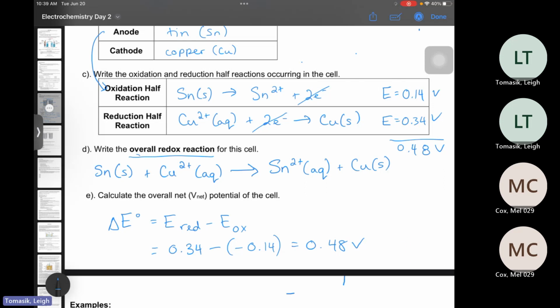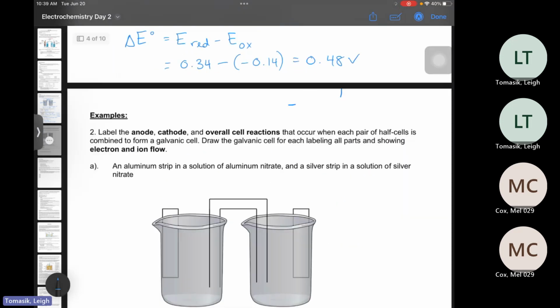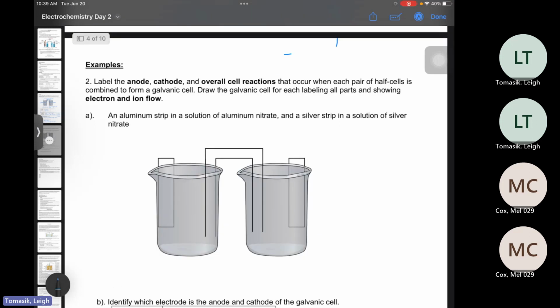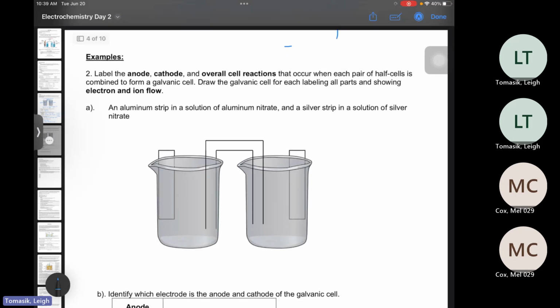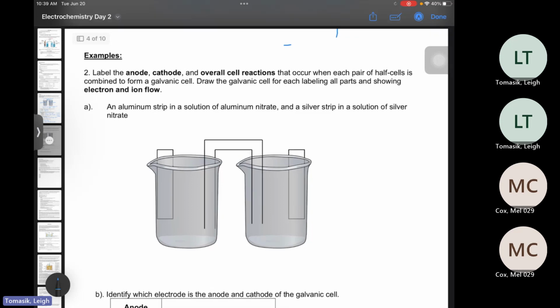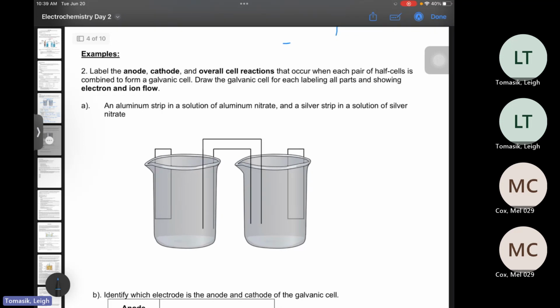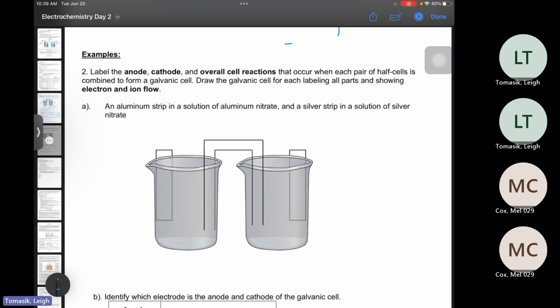I have another example on the next page, okay, where the same thing will happen. So it says label the anode, the cathode, the overall cell reactions that occur when each pair of half cells is combined to form a galvanic cell. Draw the galvanic cell for each, labeling all parts and showing the electron and ion flow. So this time I have an aluminum strip in a solution of aluminum.